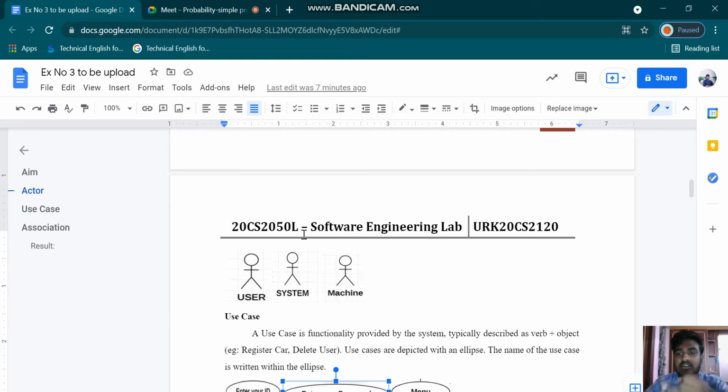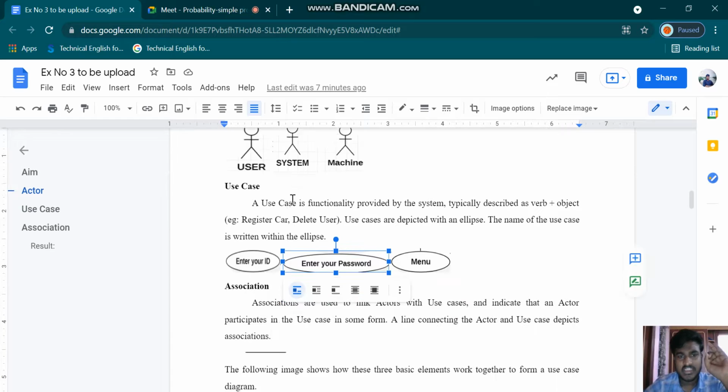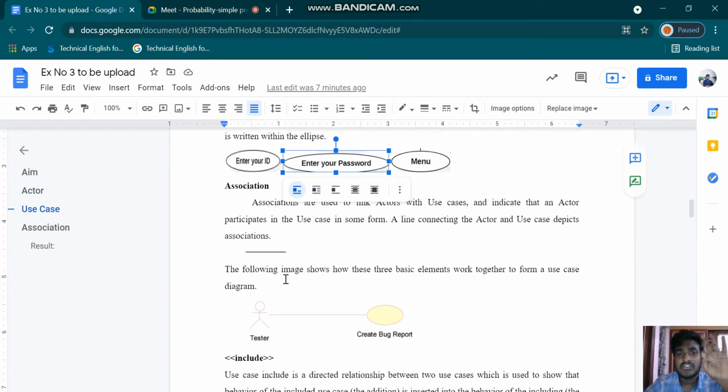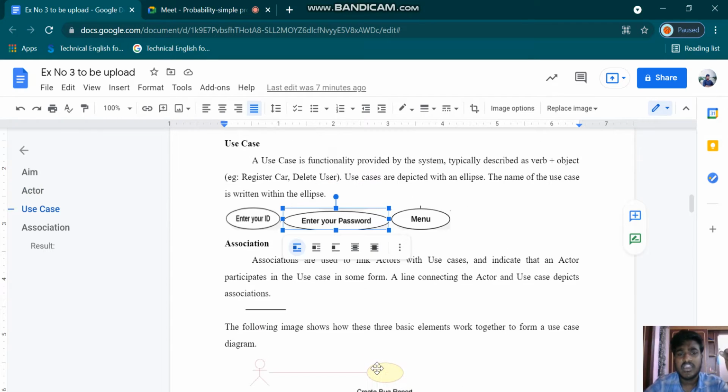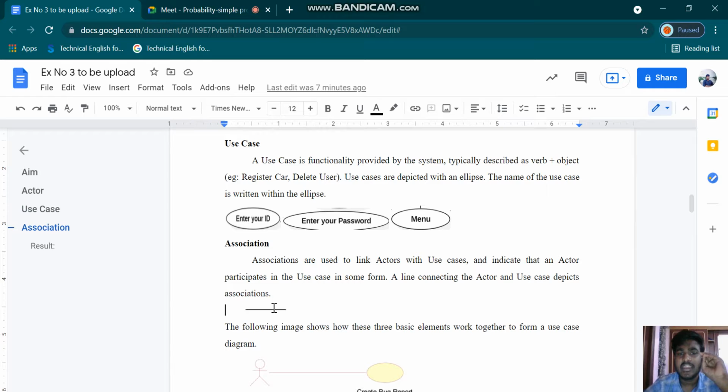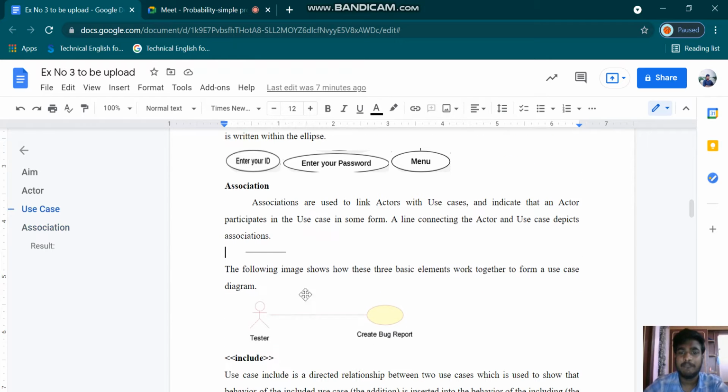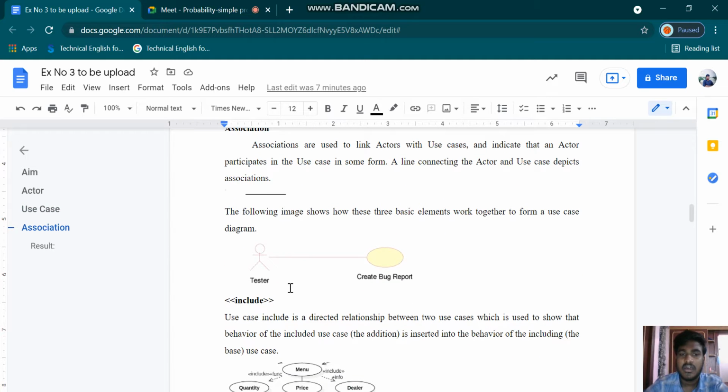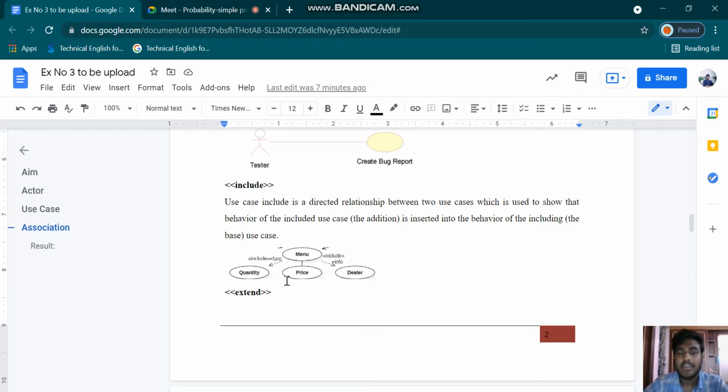First is actor, second is use case, and third is association. Association is used to link the actor and the use case. Its association is linked using this straight line. A line connecting actor and use case depicts associations. This is the association. Next, we are coming to include.